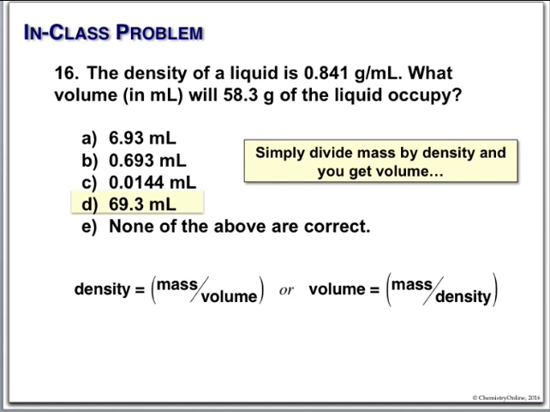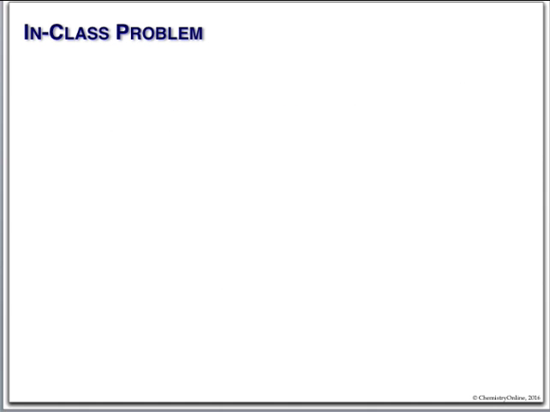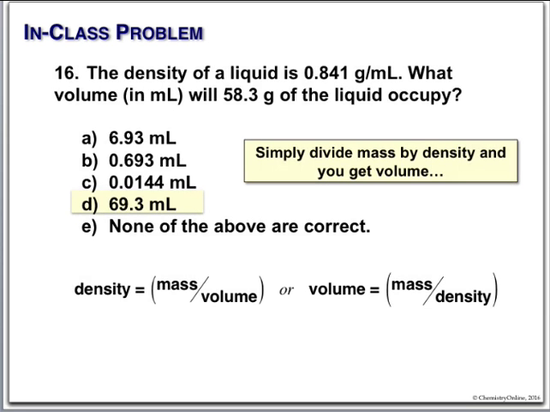Simply mass divided by density. The mass divided by the density? Just mass divided by volume, no? Volume is mass divided by density. You're going to bring volume up, you're going to bring density down.